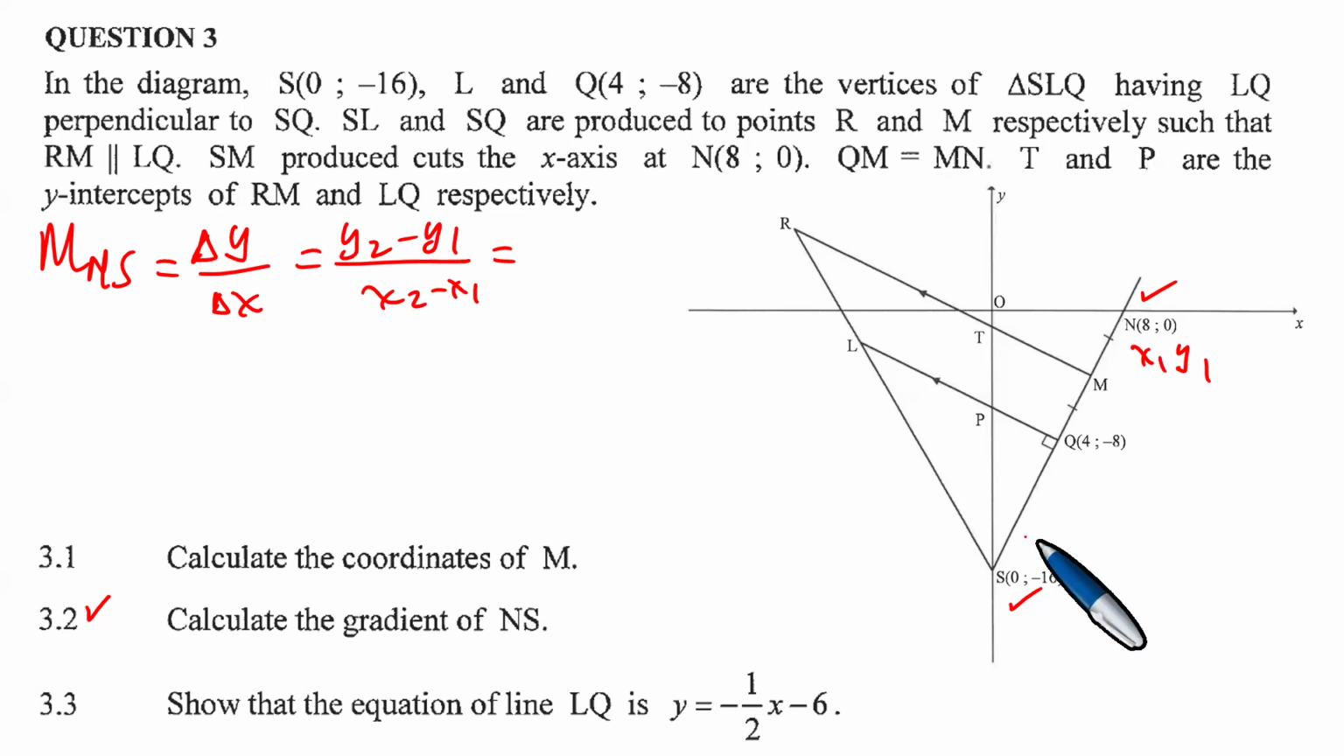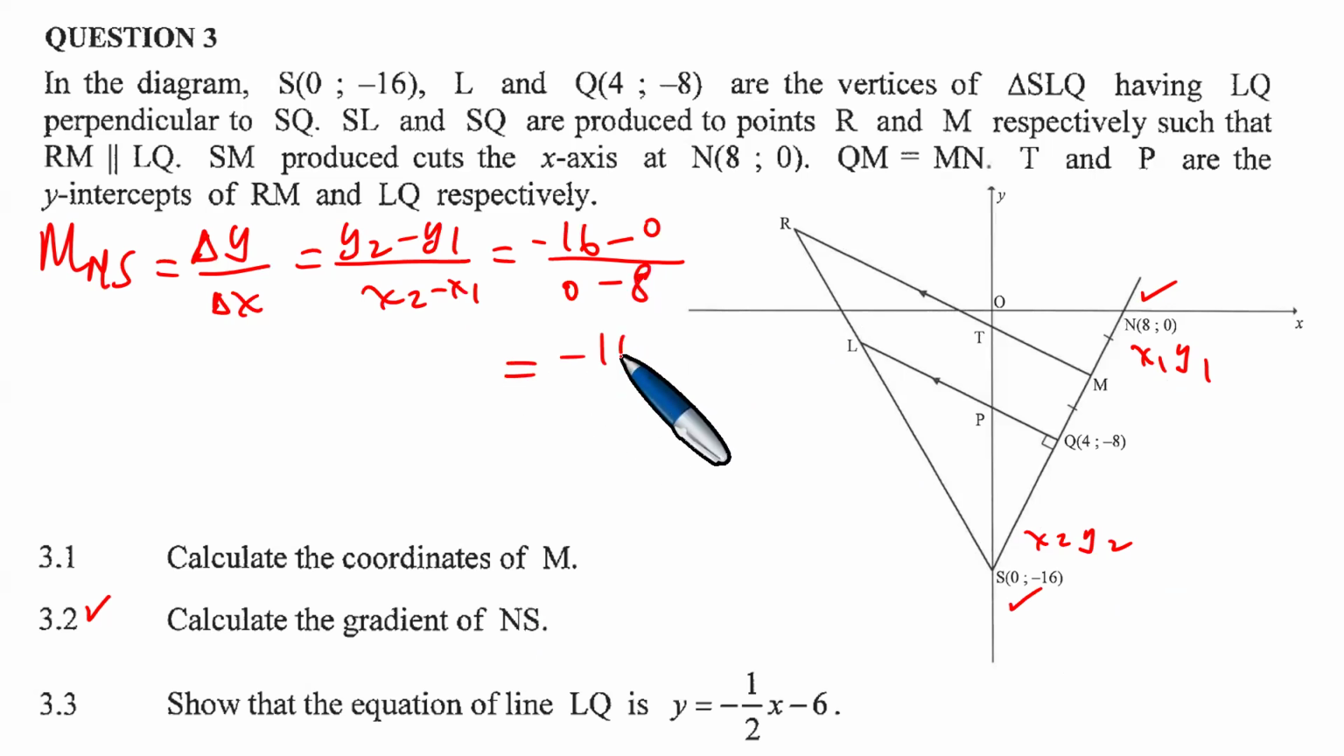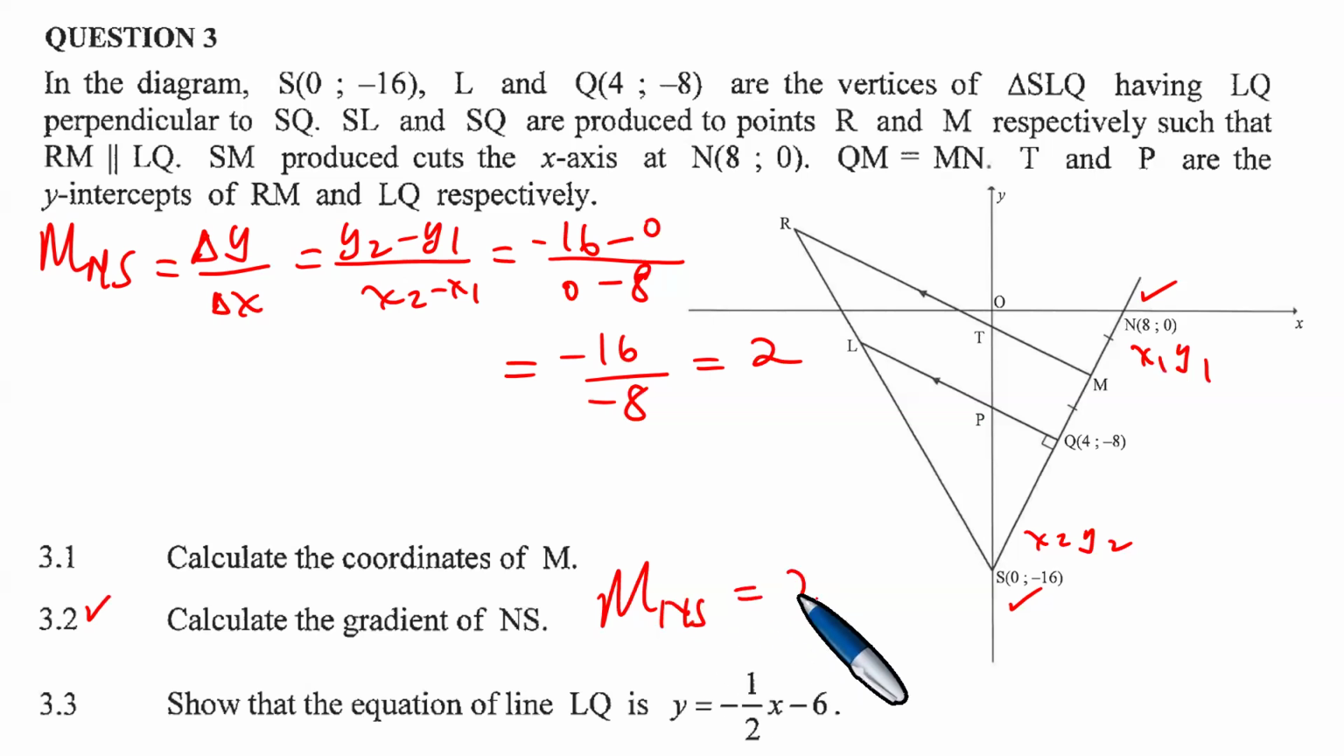we have x1, y1 at the point N, and x2, y2 at the point S, so that y2 is minus 16 and y1 is 0, divided by x2 which is 0 and x1 which is 8. This is minus 16 over minus 8. And what is the result? It's 2. That means the gradient of NS is equal to 2.